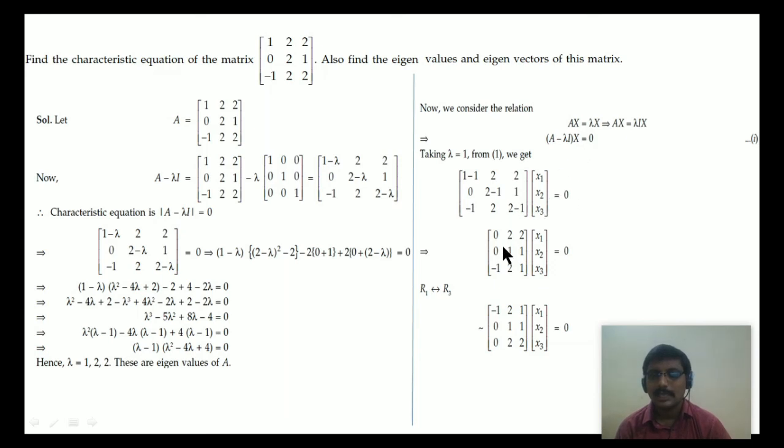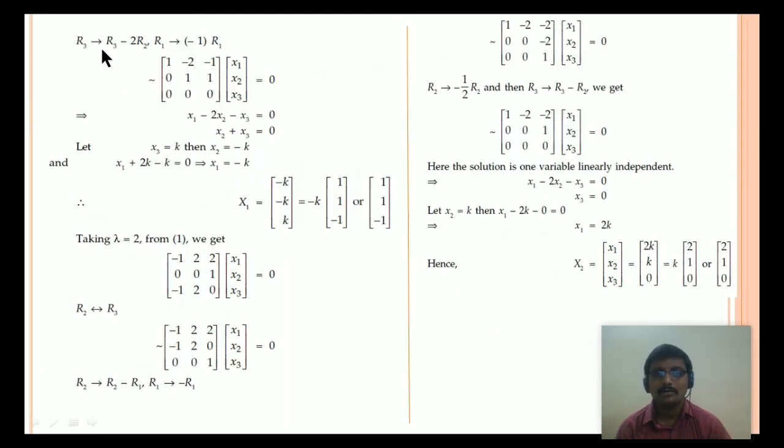Now the matrix A is reduced to row echelon form, that is interchanging R1 and R3. So we will have the equivalent matrix. Now applying R3 goes to R3 minus 2 R1 and R1 goes to minus 1 into R1, we will have the matrix like this. This matrix is in row echelon form. So clearly the rank of the matrix A is 2 because there are two non-zero rows. The rank is 2, so clearly we will have two equations here.